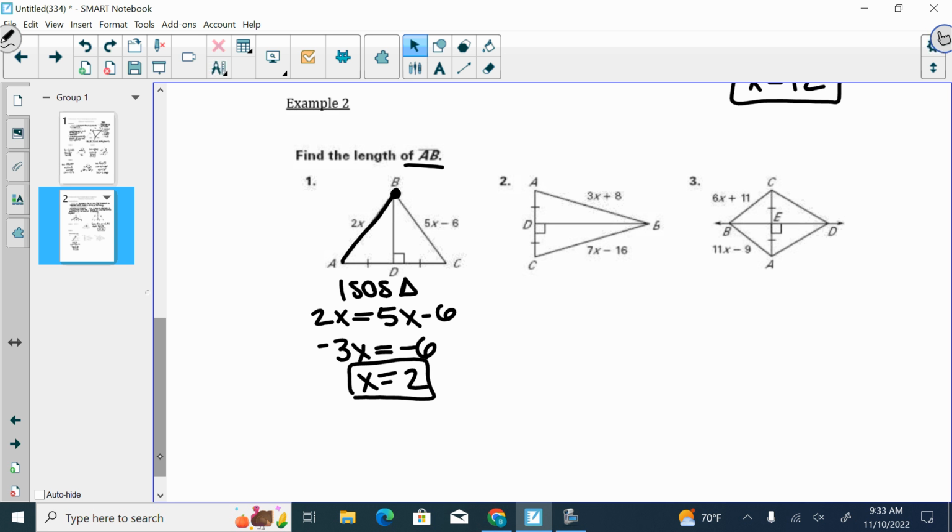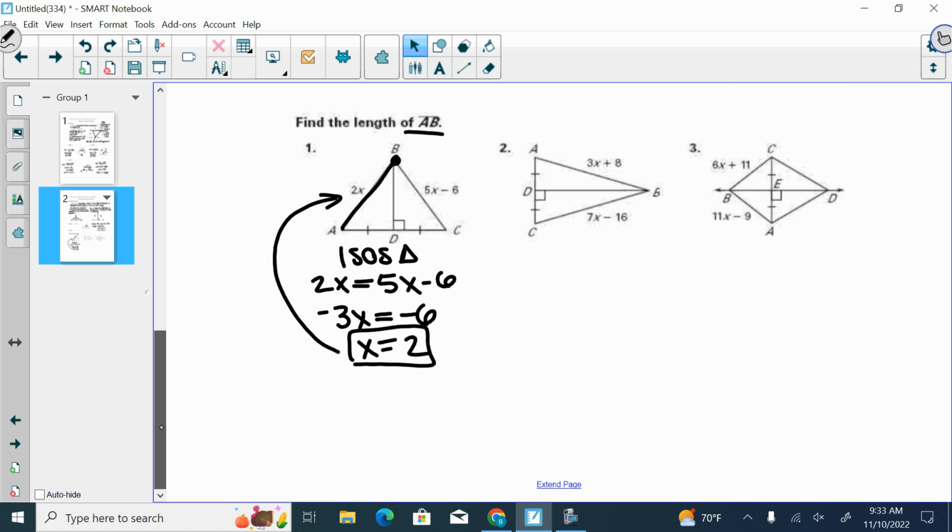All right. So x is 2, but they want the length of the side AB. So I would need to take that and substitute it in, right? So I'm going to have that side AB is equal to what was 2x, we now know to be 2 times 2. So AB is, good. Good job.